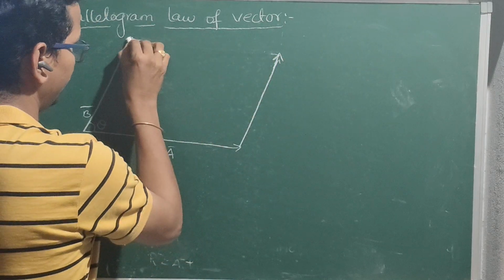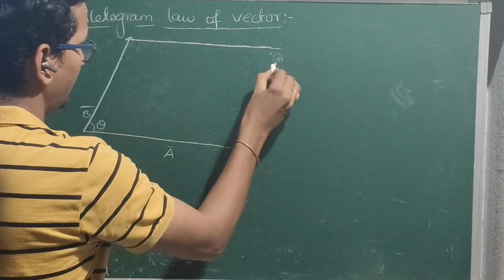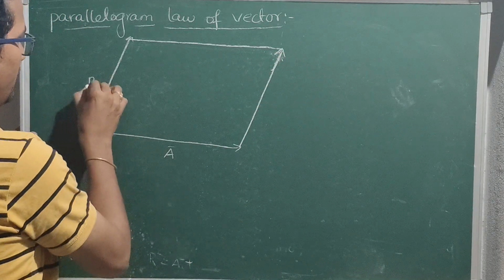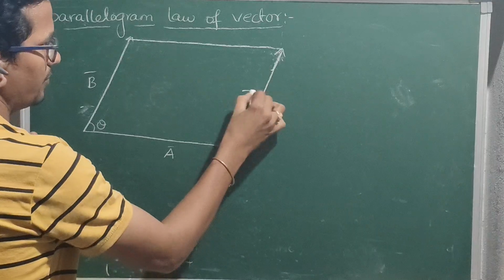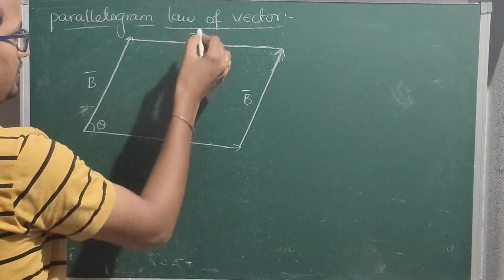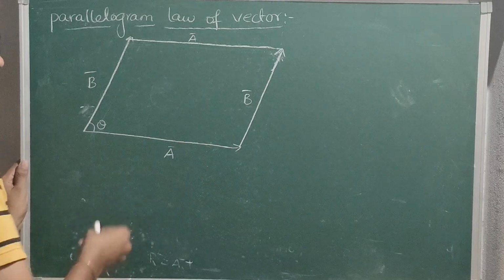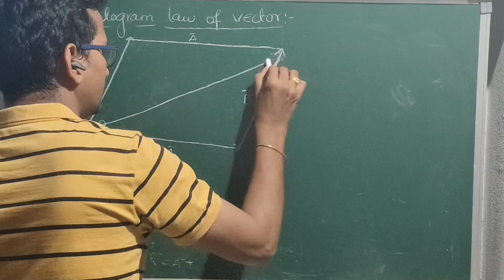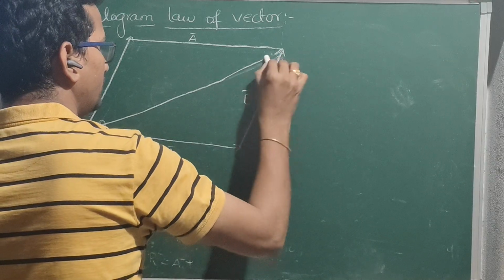This is the b bar, and this is also b bar, because those lines are parallel. This is a bar, and this is also a bar. What is the resultant vector? We draw it through the middle. That is called the resultant of the vector.